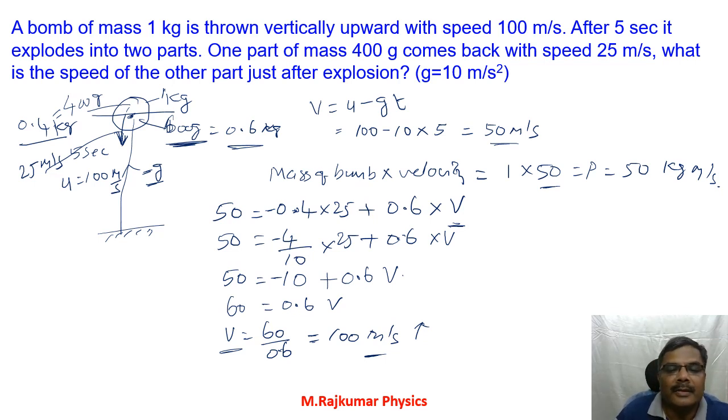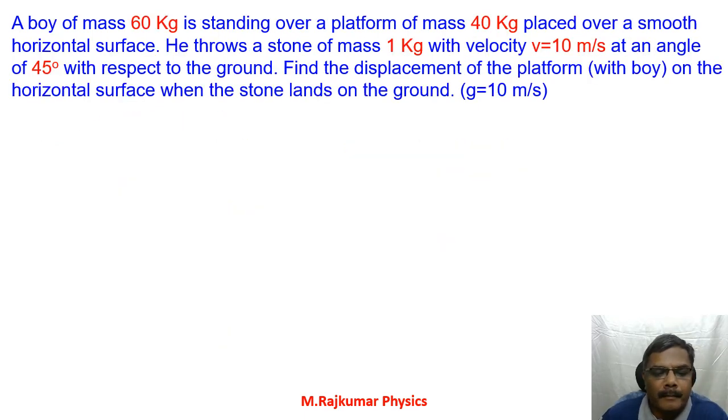Okay, we'll go to the next question. A boy of mass 60 kg is standing over a platform of mass 40 kg placed over a smooth horizontal surface. He throws a stone of mass 1 kg with velocity v equal to 10 meters per second at an angle of 45 degrees with respect to the ground. Find the displacement of the platform with the boy on the horizontal surface when the stone lands on the ground.